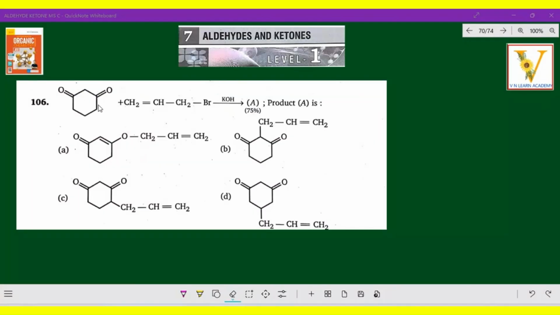Next question: dicyclohexanone reacts with this bromopropene, KOH. This is a really interesting question. Why? Because this is bromine, and this is a leaving group. So naturally it will be attracted towards the active methylene group. So the active methylene group, it will go and attach, right? Now I will draw the structural formula here, KOH.